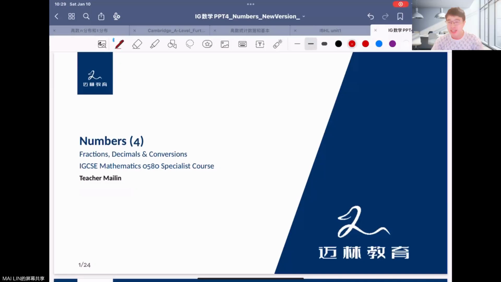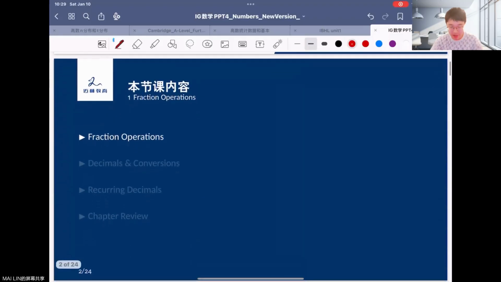Hello everyone. Today is our first lesson in numbers of IGCSE mathematics. In today's lesson, we'll have a full discussion about fractional numbers. Let's move into the first part about fraction operations.